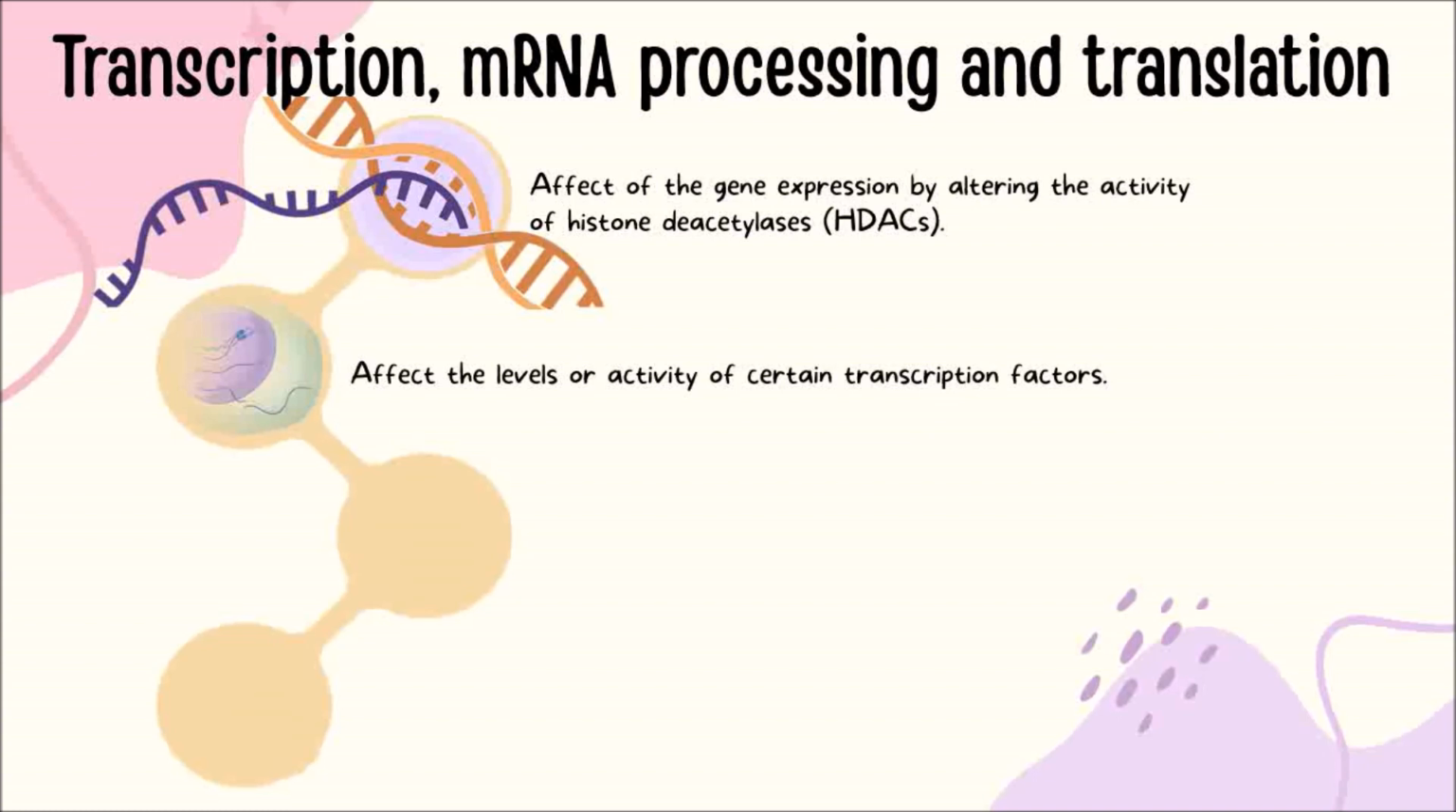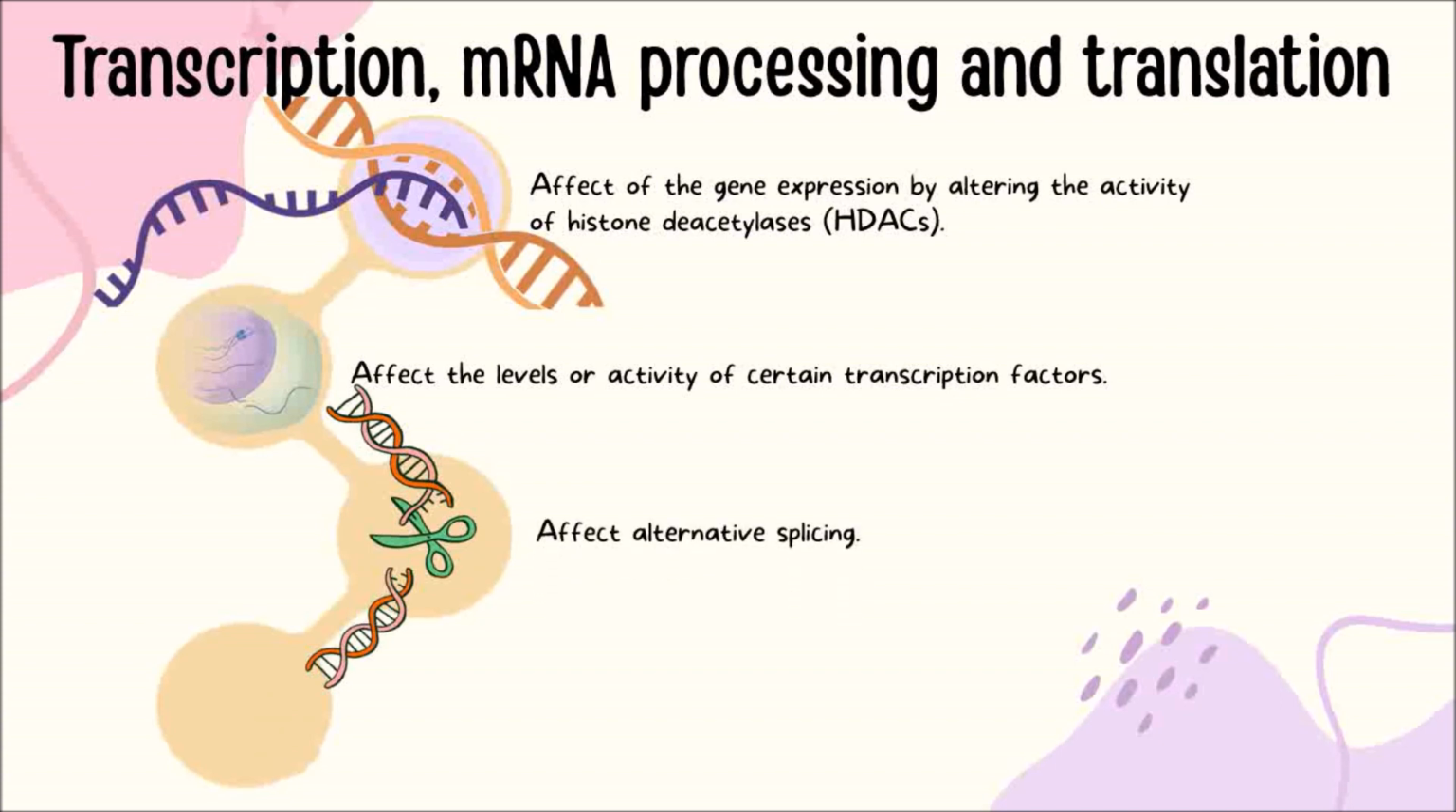In terms of mRNA processing, valproic acid can affect alternative splicing, which is the process that generates different mRNA isoforms for a single gene. Regarding translation, valproic acid can affect the activity of ribosomes, which are the cellular structures responsible for protein synthesis.